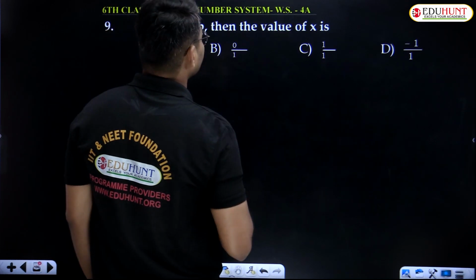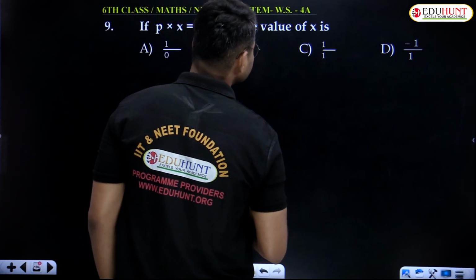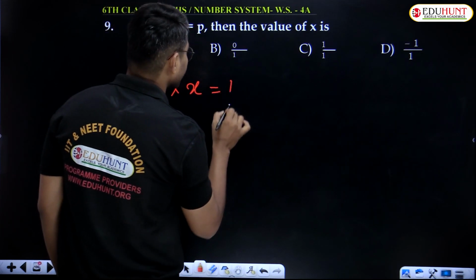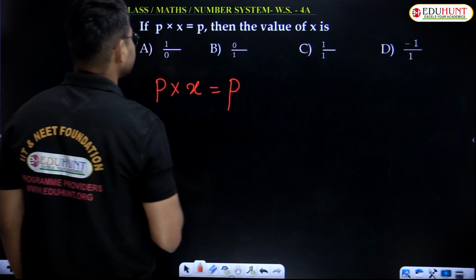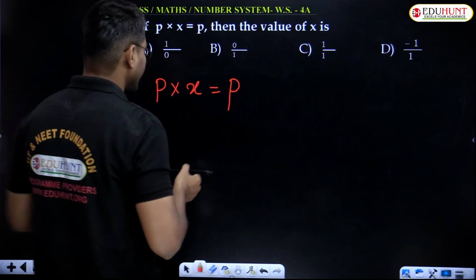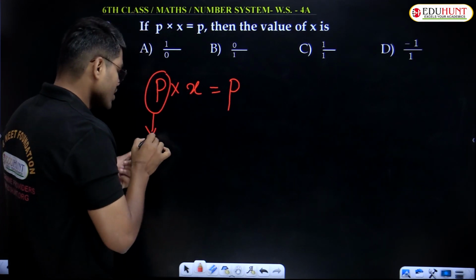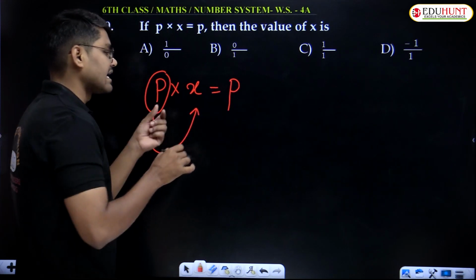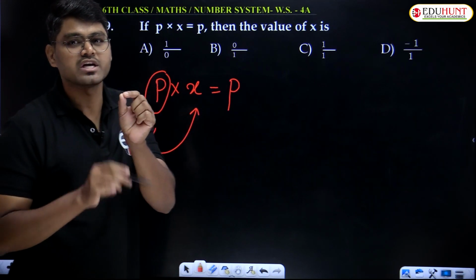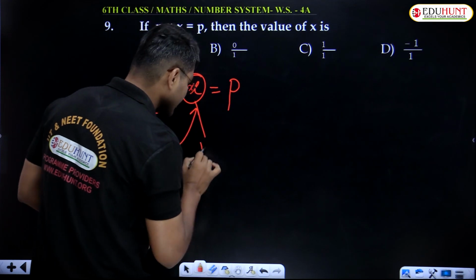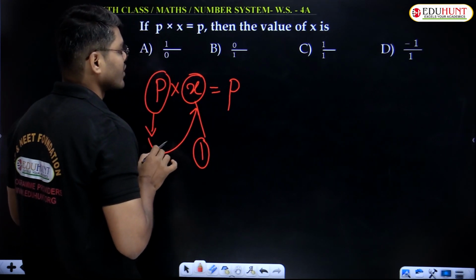If P into X is equal to P, then the value of X must be. Okay, this is original number. Original number is multiplied by another number that must be 1 only to get the original number. That means X must be 1 only.